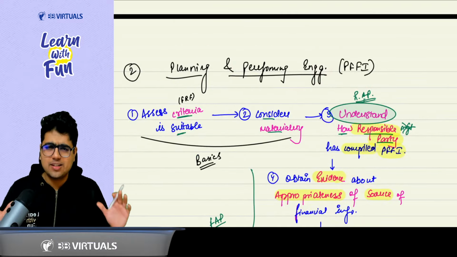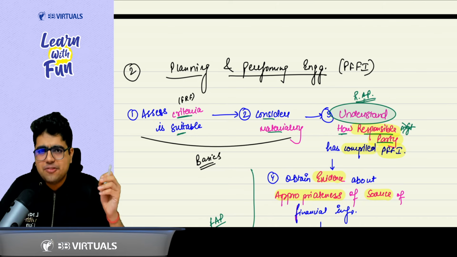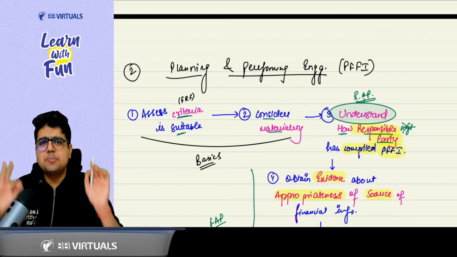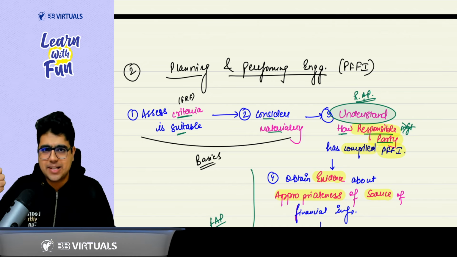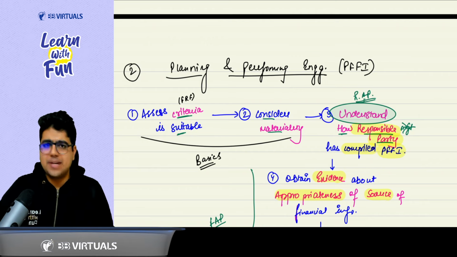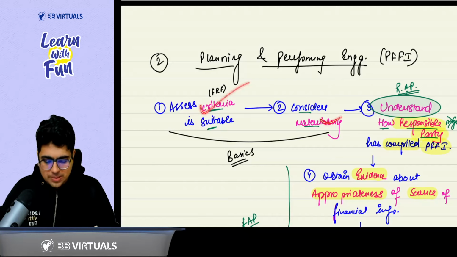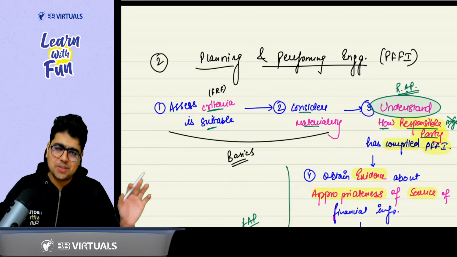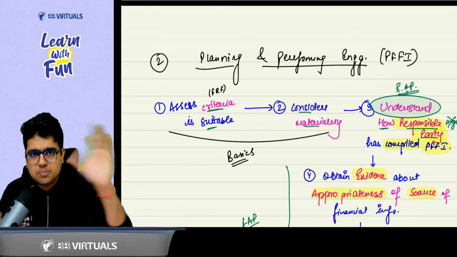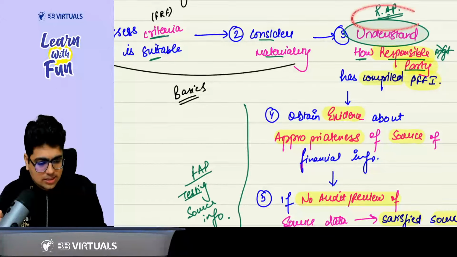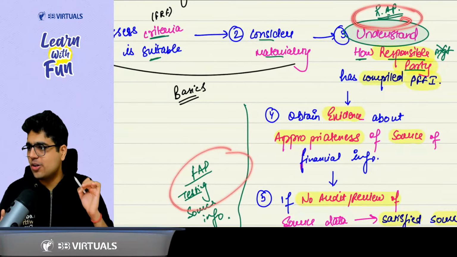Very easy topic. First of all, give a brief introduction. What are the basic points that you will cover here? The criteria should be suitable. Check that as a practitioner. Second thing, you need to determine your materiality. So first of all, 2 basic points: assess whether the criteria is suitable, then determine the materiality for planning and performing your procedures. Then comes your procedures: risk assessment procedure, further audit procedure.